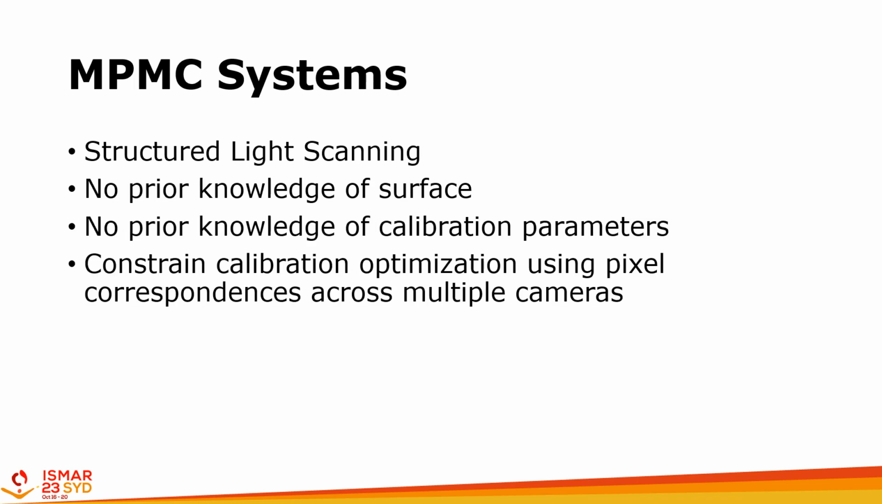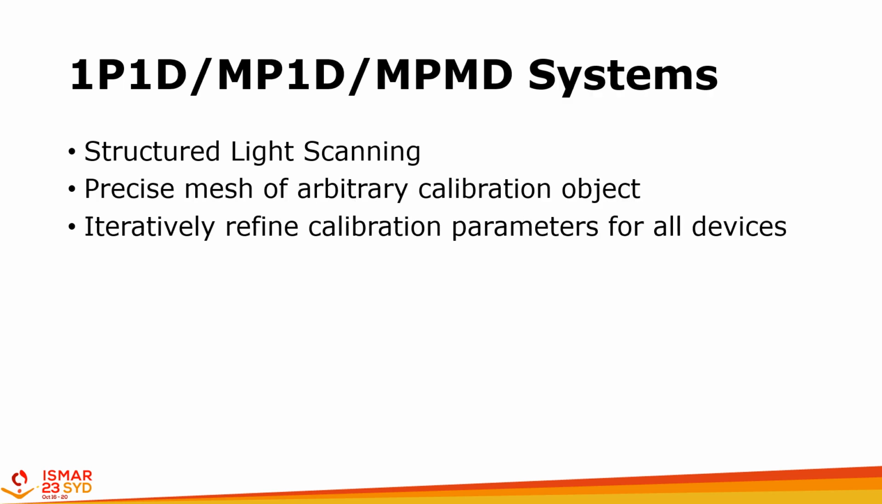Multi-projector, multi-camera systems also use structured light scanning, but they do not require any knowledge of the surface shape or the calibration parameters because using the structured light scanning, they constrain the calibration optimization through the pixel correspondences across multiple cameras and projectors and calibrate the entire system. Now, when one or more depth cameras are involved, this allows such systems to use calibration objects of arbitrary but known geometry to iteratively refine the calibration parameters.